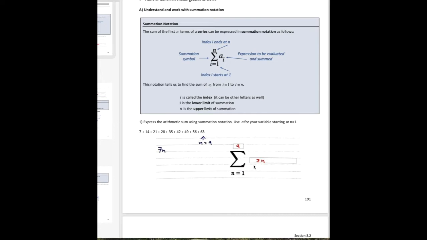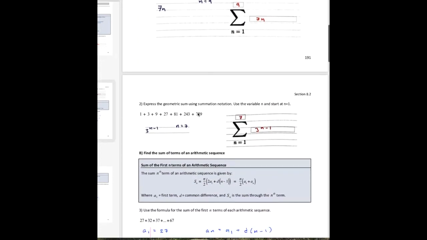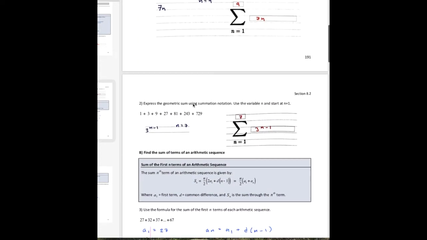Put in 1, you get that, 2, you get that, you get each of these numbers, and then this sum means we're adding them up like that. So this and this right here, those mean the exact same thing. This is just the shorthand way of writing that. The next one, express the geometric sum using summation notation. Use the variable n, start with n equals 1.